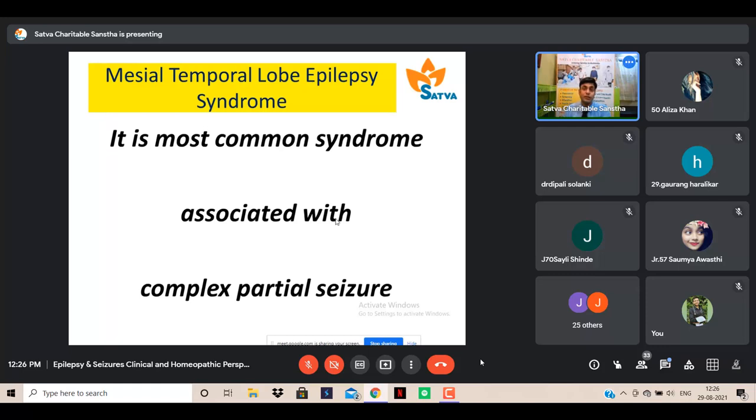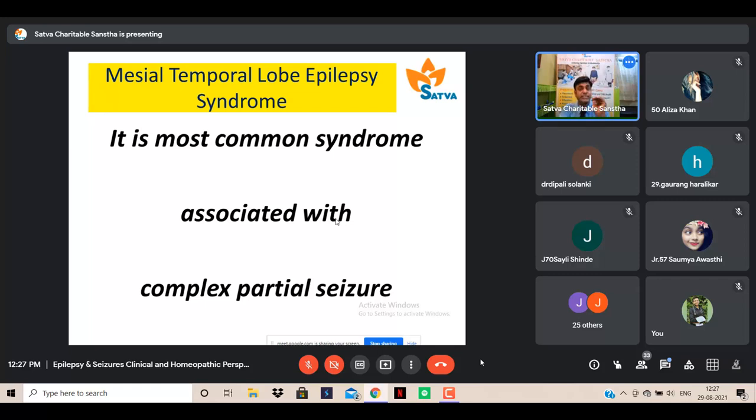Now, we always talk about temporal lobe epilepsy syndrome, that is known as mesial temporal lobe epilepsy syndrome. This is one of the commonest types of syndrome which is associated with complex partial seizure. Means the patient will have all the symptoms. I told you that in complex partial seizure, the complex means the consciousness is disturbed. Partial means there is no generalized tonic-clonic convulsions, and they may often have loss of memory, or they may have that peculiar aura where they can smell something, because all these centers are there in the temporal lobe. The memory center is also there in the temporal lobe. Olfactory center is also there in the temporal lobe.